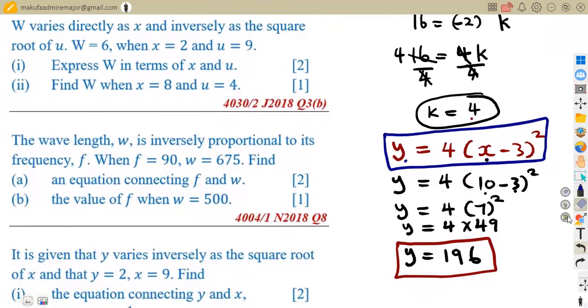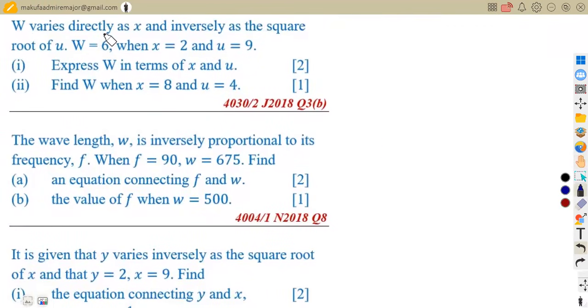All right, then the other part: we are given that w varies directly as x and inversely as the square root of u. That is a joint variation. There are two variations. W varies directly as x. Remember what I said on joint variation, this is direct variation. And inversely, the moment you talk of inverse, it's 1 over, so it's going to be x over the square root of u. There is a root here, the square root of u. So that is the first part.